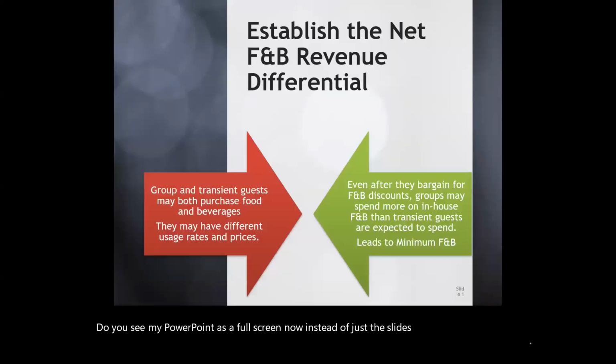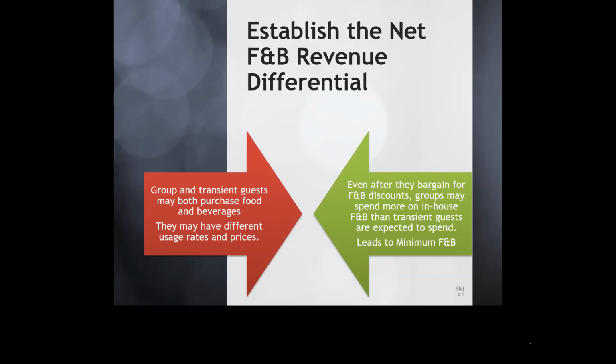Okay, so now we talked about the room revenue. Today we're going to talk about the displacement analysis from the food and beverage perspective. Just like the room revenue, the transient guests are going to pay one rate for their rooms, and the group is going to request a different rate. We want to figure out the net revenue, subtracting any costs involved, to establish what that net revenue is for the rooms. We're going to do the same thing for the food and beverage as well.